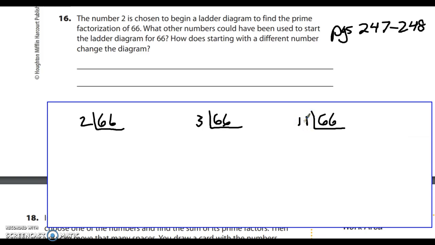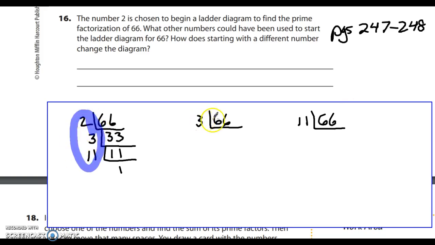Now let's go through and finish these. Go back to the beginning. 2 goes into 66 33 times. 2 does not go into 33, so I need to find a different factor, like 3. 3 goes into 33 11 times. 11 is a prime number, so 11 goes into itself, and I get an answer of 1. My answer is 2, 3, and 11. I'm going to highlight those.